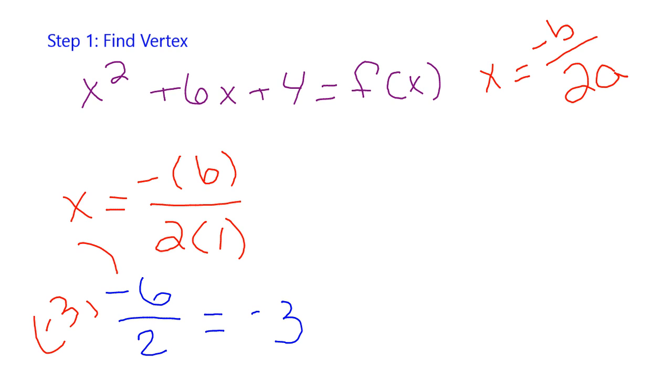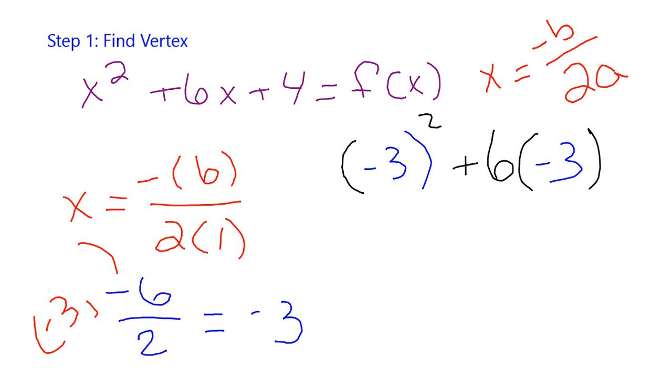We just need to find my y value. To find the y value, you go back to the original function and take out all the x's and put a negative 3. So instead of x, I'm going to have negative 3 squared plus 6 times my value of negative 3 plus 4. So then I'm going to look here and I'm going to go negative 3 times negative 3 is a positive 9.